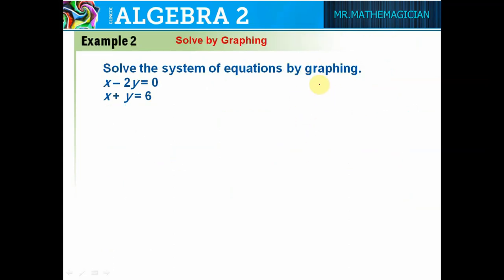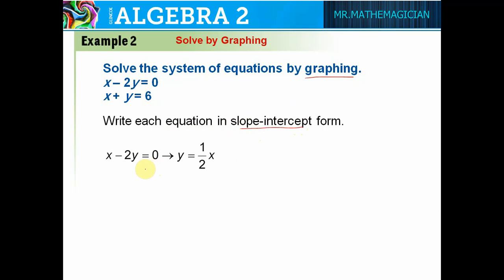Now, we need to solve by graphing. So you are going to graph the two equations. Write each equation in slope-intercept form, means also try to get y alone. So the first equation will take this form, y equals half x, and the second equation will take this form, y equals negative x plus 6.